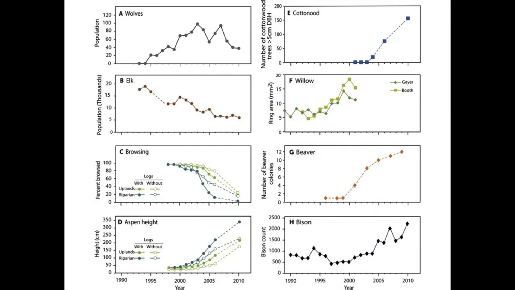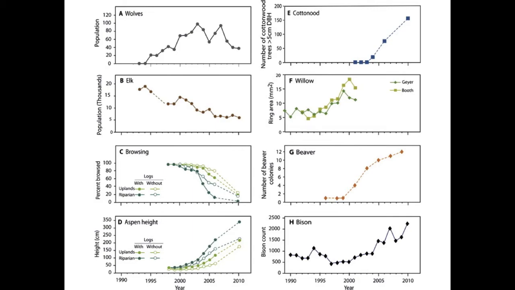So this is data that was collected on that. You can see that the x-axis is the timeline from 1990 through 2010 on all of these graphs. And we can see, first we see the wolves go up. As the wolves go up, the elk go down. Willow is a type of tree, and we can see that as the elk go down, the willow go up. The amount of browsing goes down, and that browsing is herbivores eating leaves off of woody plants.